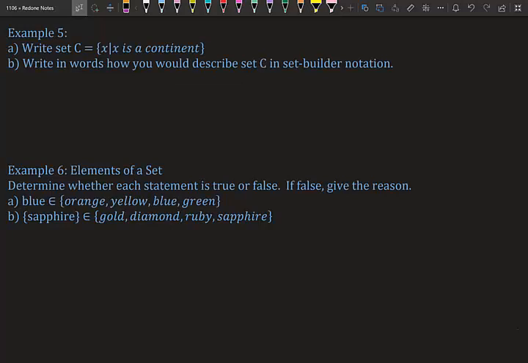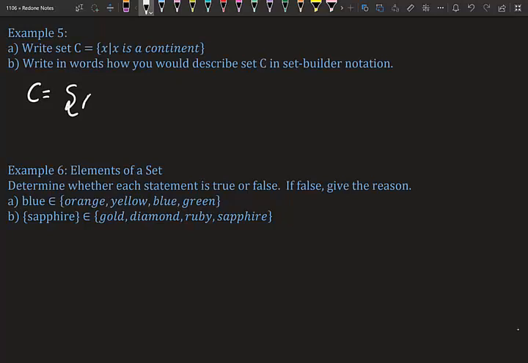Okay, I hope you paused it. If not, you're going to do what you're going to do to feel comfortable, but I hope you did pause it, and let's do it together. If you had to look up all the continents, that's okay. This is a math class, not geography, so it's all good. So let's write set C equals x such that x is a continent, and then we're going to write in words how you would describe C in set builder notation. Alright, so let's write C in roster form. We're going to write all the continents.